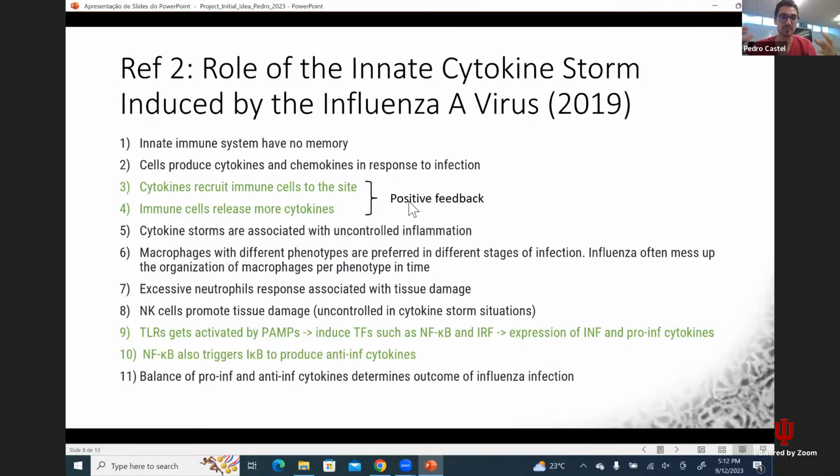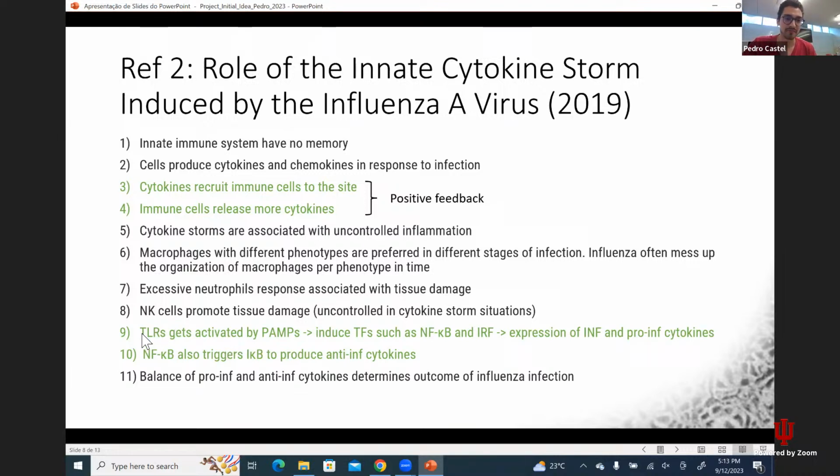So the cytokines can recruit immune cells to the infection site. What does this mean? The infection begins, the cells being infected start releasing cytokines, and the cytokines start recruiting immune cells to the infection site. Cytokines and chemokines make the immune cells migrate towards the infection site. And the immune cells also release more cytokines. So you have a positive feedback. The more cytokines you have, the more immune cells you have, and the more immune cells you have, the more cytokines you have. And this creates this cytokine storm that drives tissue damage.